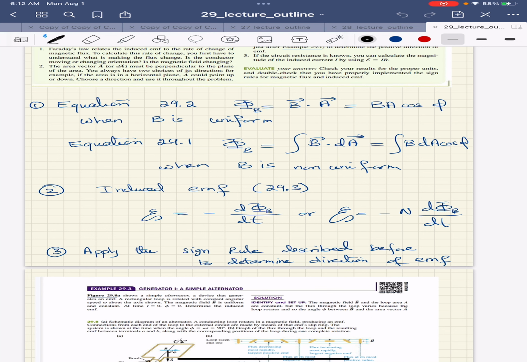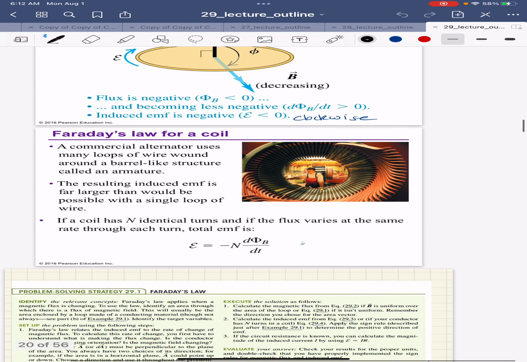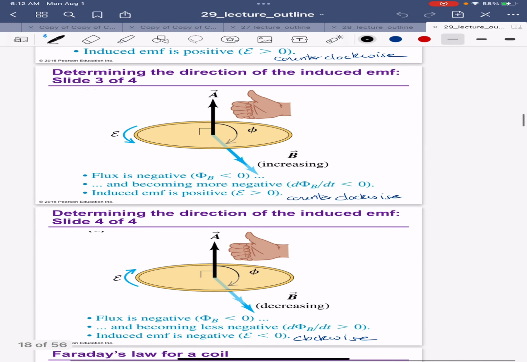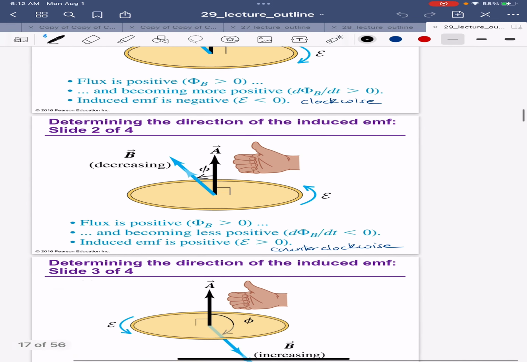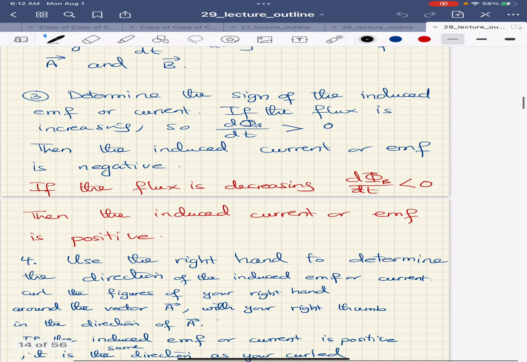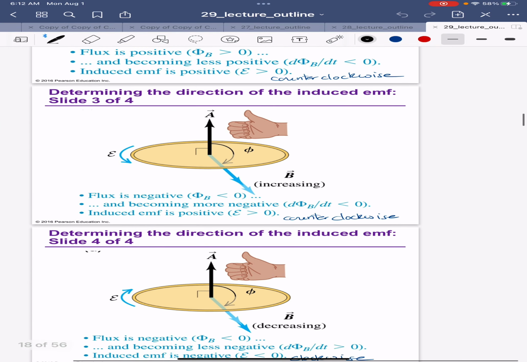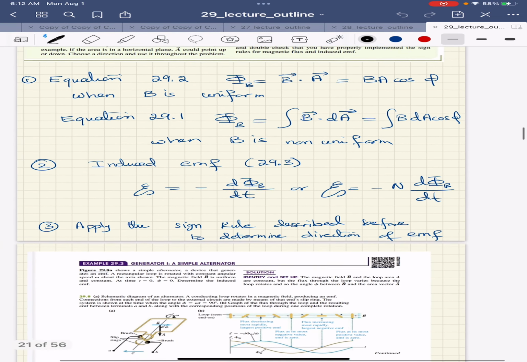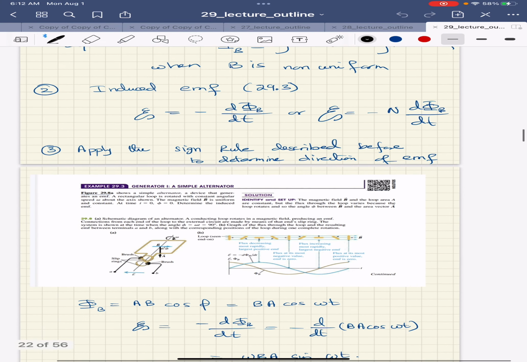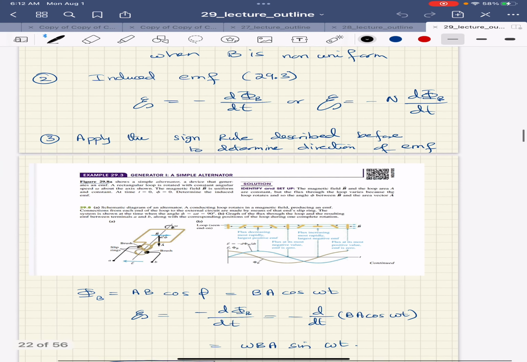We are going to apply the sign rule described before. These are the examples here that I did go over, and this is the explanation for the sign. You need to apply the sign rule to determine what the EMF is.